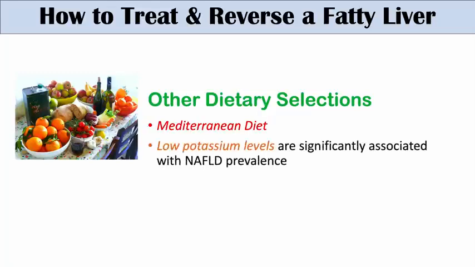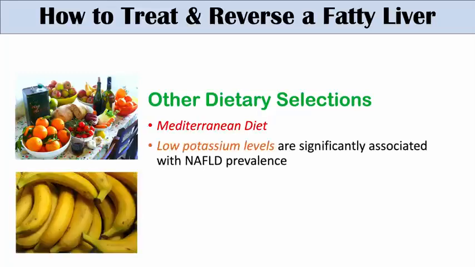And there's also an important finding that low potassium levels are significantly associated with non-alcoholic fatty liver disease prevalence. So this is very interesting. So low potassium levels have been significantly associated with increased prevalence of non-alcoholic fatty liver disease. So you want to try to get potassium from certain sources like fruits and vegetables like bananas, kiwis, sweet potatoes, and broccoli.